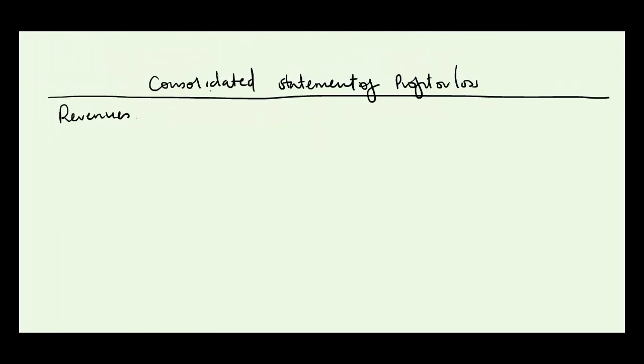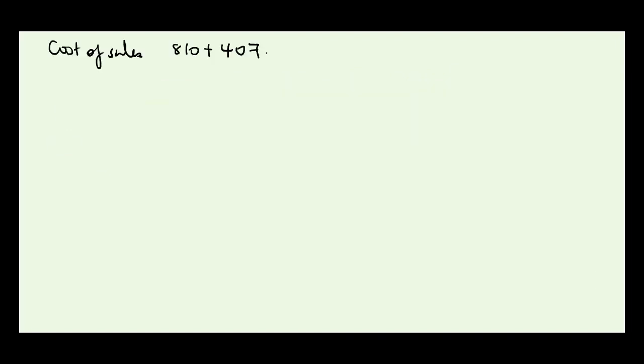So revenues, 1368 plus 774. Then we have cost of sales, which is 810 plus 407. Leave some enough space there. Then have our gross profits. Then we have our investment income, which is 65 plus 0.